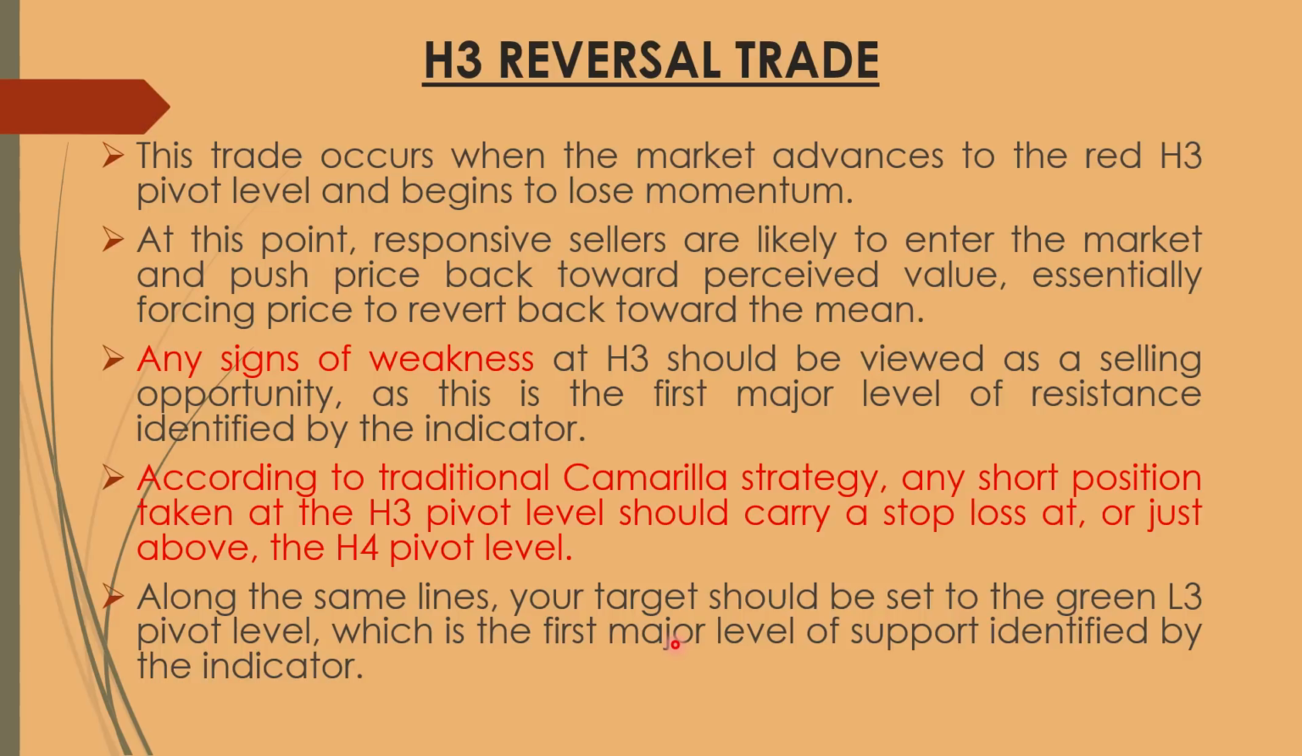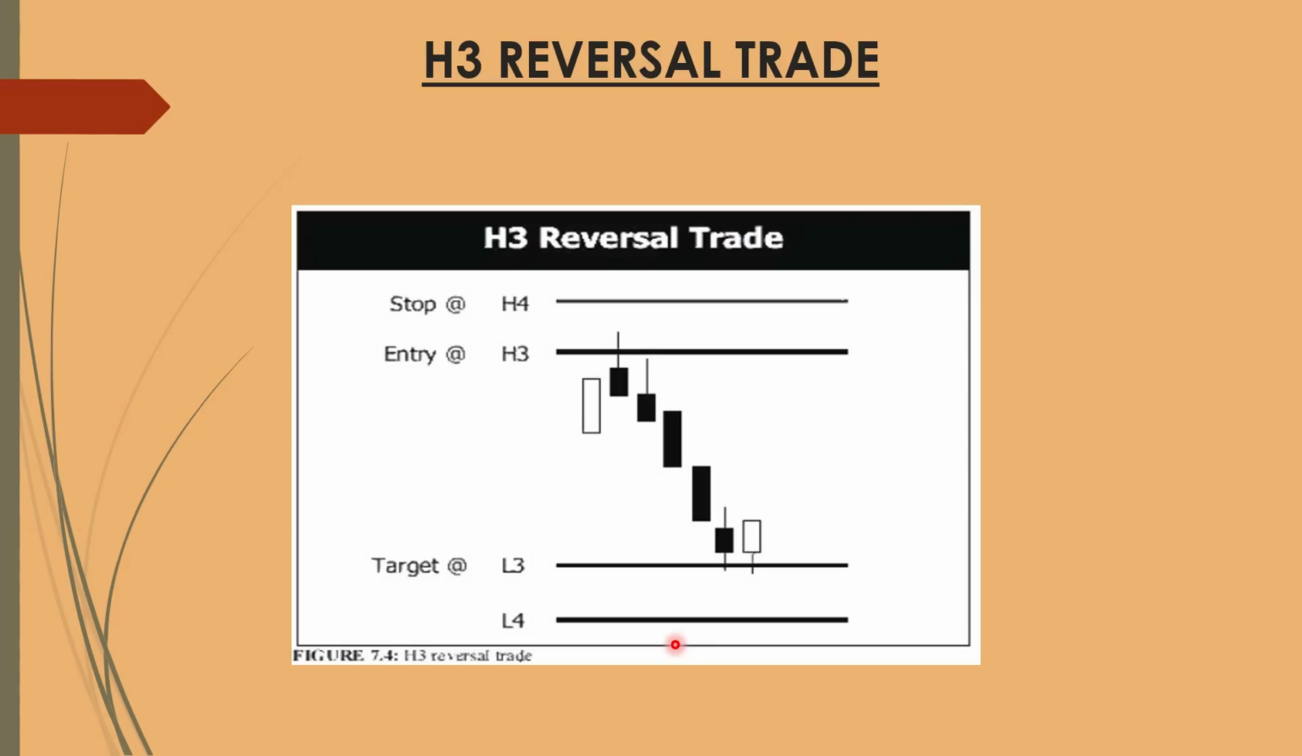According to traditional Camarilla strategy, any short positions taken at the H3 pivot level should carry a stop loss at or just above the H4 pivot level. Along the same lines, your target should be set to the green L3 pivot level, which is the first major level of support identified by the indicator. You can see the market opened here, it went up to H3. From here the selling pressure came and the market reached L3. This is the target, this is the entry.